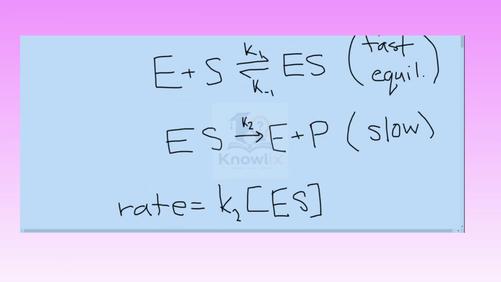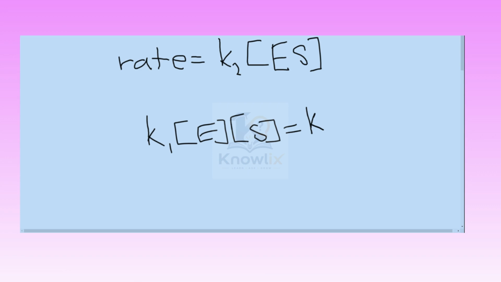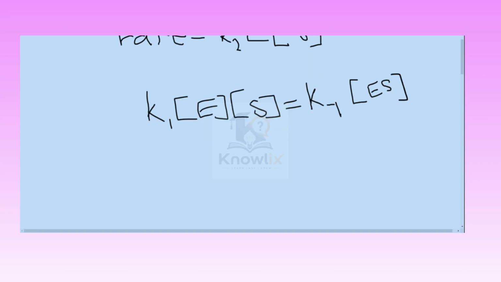Now, what about the reverse reaction? Well, the reverse reaction is just this one molecule dissociating. So it would just be k-1 times the enzyme-substrate complex. And so we can express the enzyme-substrate complex as k1 over k-1 times the concentration of the enzyme and the concentration of the substrate.